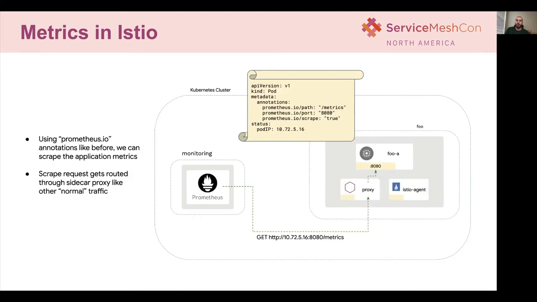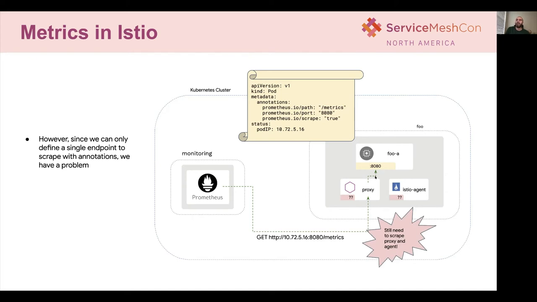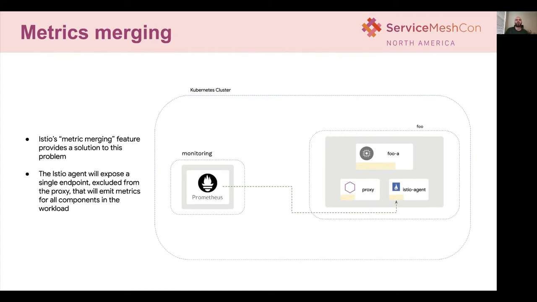So if we look at the previous example we were talking about with the annotations, let's see what that would look like in Istio. Our pod has the correct annotations. So Prometheus is going to try to scrape our application metrics, which are at port 8080 /metrics. Then the request will go through the proxy, like in a typical service mesh environment, and get routed to the application workload, which will then return the metrics for the application workload. But that is a problem, right? Because then we're not getting the metrics for the proxy and we're not getting metrics for the agent. So to solve this, Istio has a concept called metrics merging, which provides a solution to this by exposing a single endpoint.